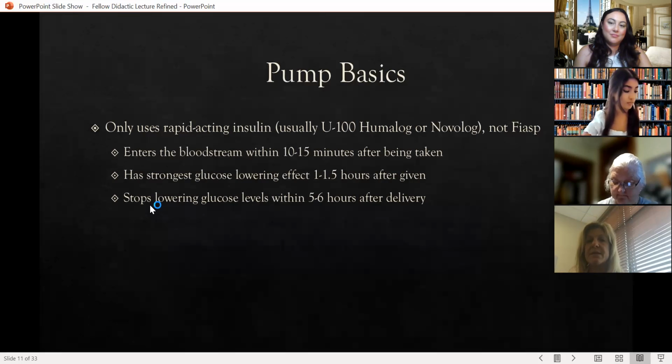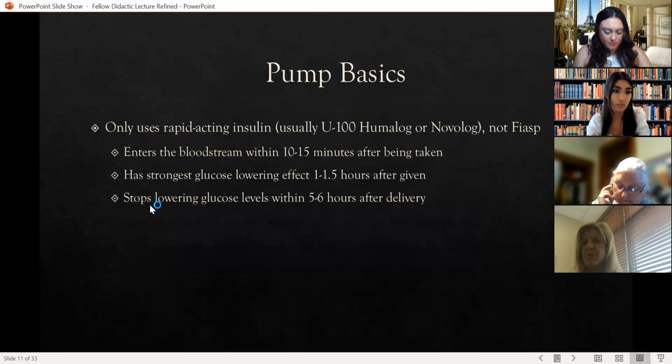Within 15 minutes, it's entering into the bloodstream. That's pretty much similar to what we say even for subcutaneous insulin. The boluses and stuff can last for 5 to 6 hours. Just think of the same concepts as Humalog there. The peaks are in the first 1 to 1.5 hours.